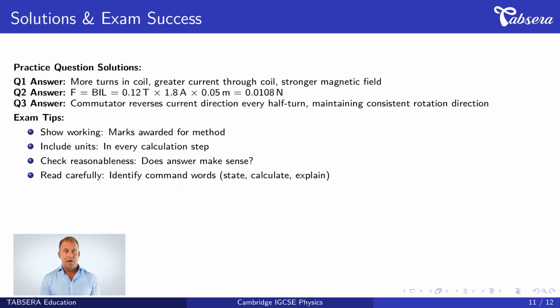For question 3, the coil rotates continuously because the commutator reverses the current direction every half turn, maintaining consistent rotation direction. Without this reversal, the coil would oscillate rather than rotate.